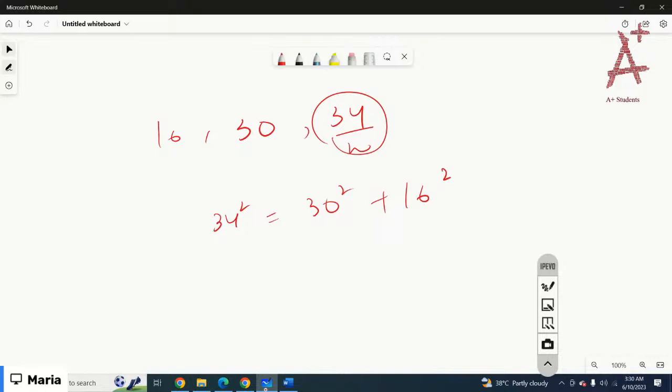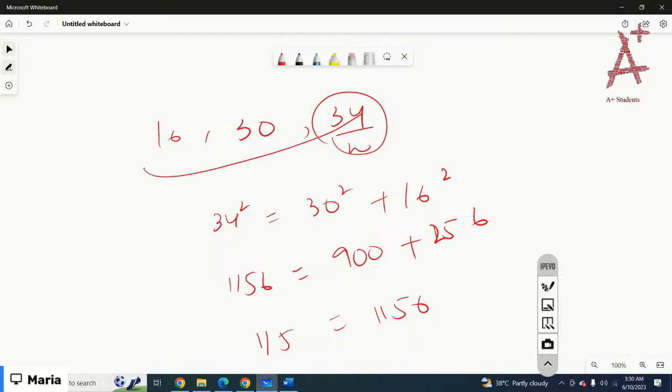34 square equals 1156. 30 square is 900, and 16 square is 256. Got it? Just add them and see if they are equal. 900 plus 256. Yes, both sides are exactly equal. That means 16, 30, and 34 is the measurement of a right angle triangle. Got it?